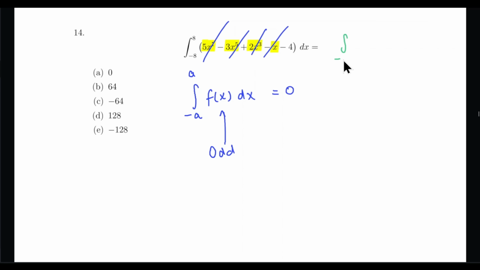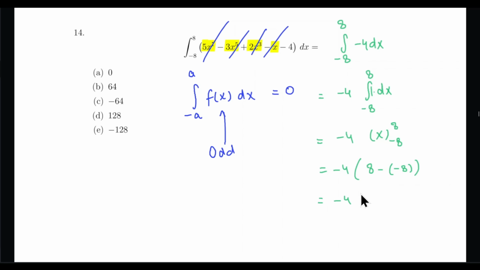So this question is essentially integrate negative 4 from negative 8 to 8. So negative 4 comes out, it's a constant, integrate from negative 8 to 8 of dx, and the integration of 1 is just x from -8 to 8. So it will be -4 times upper bound minus lower bound. So it will be -4 times 16, which is -64. So option C is the best choice.